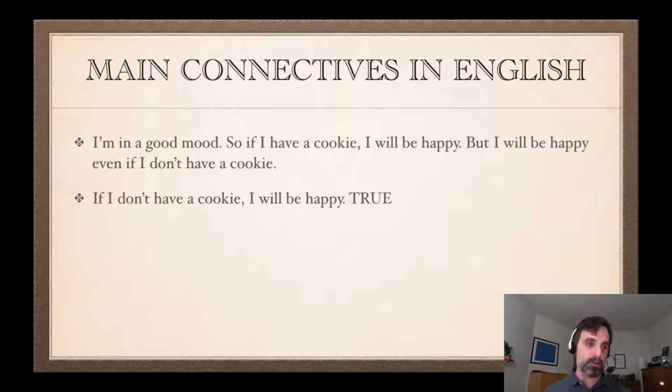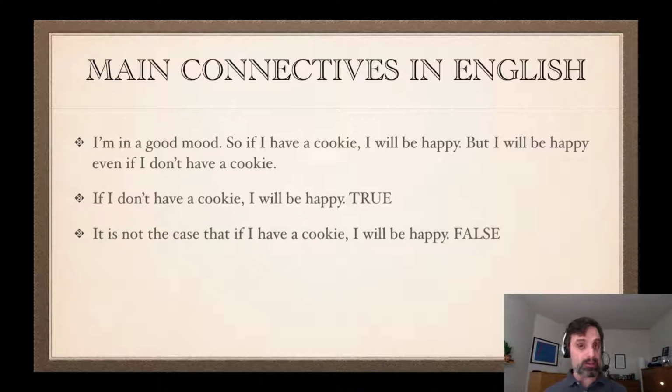Now consider the sentence, it's not the case that if I have a cookie, I will be happy. This sentence is false. Why? Well, we know that if I do have a cookie, then I will be happy. So the denial of that conditional, the negation of the conditional, what this sentence says, is that it's not the case that if I have a cookie, I will be happy. That negation is false, because the negated sentence, the conditional, what the negation is applied to, is true.